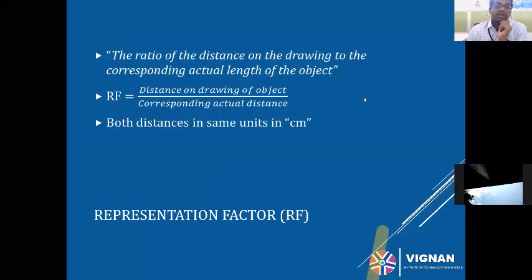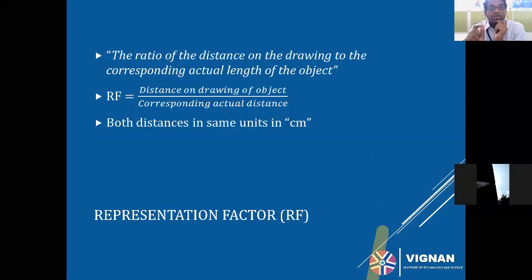So we have a concept called a representation factor, where the distance of the object on drawing to the corresponding actual length is what we call a representation factor. I repeat, representation factor is... take down book and pen. We have so many problems on it. These are 10 marks, 15 marks questions. Take it down. So representation factor is distance on drawing.